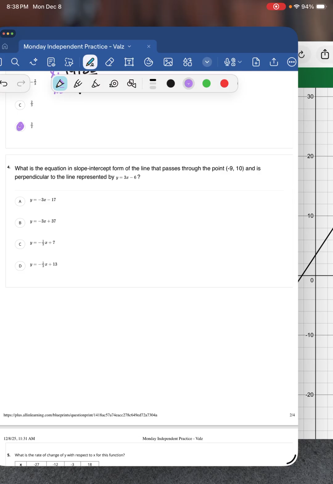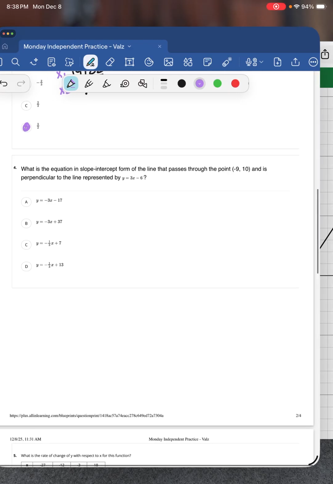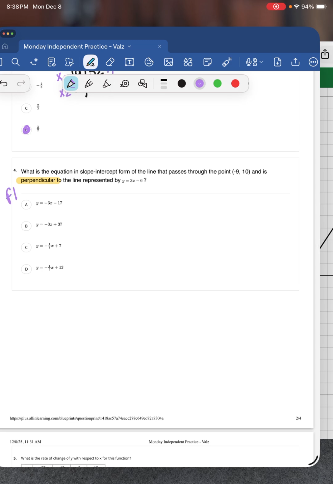Okay, number 4, what is the equation in slope-intercept form of the line that passes through the point -9, 10 and is perpendicular to y equals 3x minus 6? Okay, so a few things going on here. I know it's perpendicular, and so I know right away I'm going to have to flip and switch my slope. And here is my point. All right, and this is in slope-intercept form, so I'm gonna have those 4 steps.